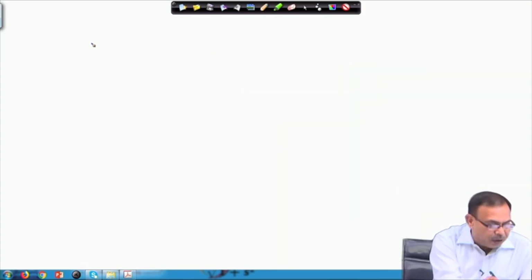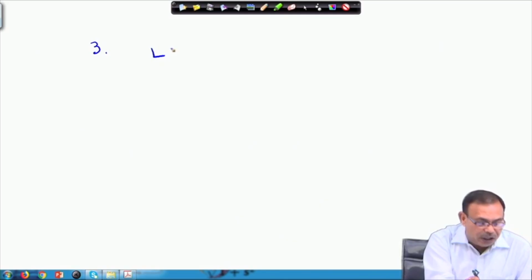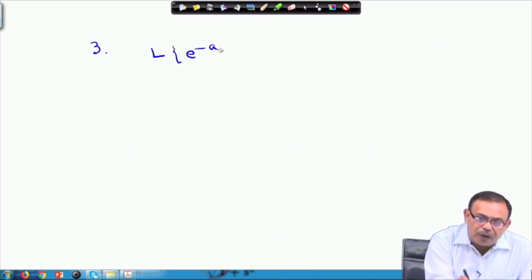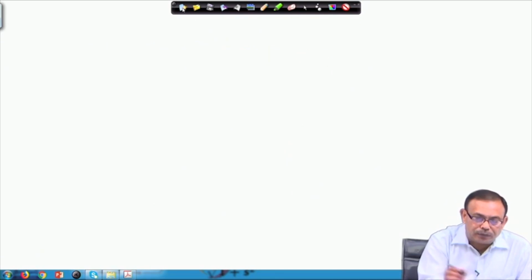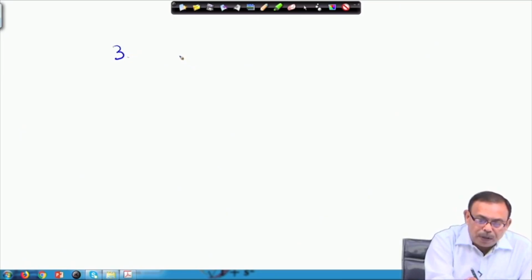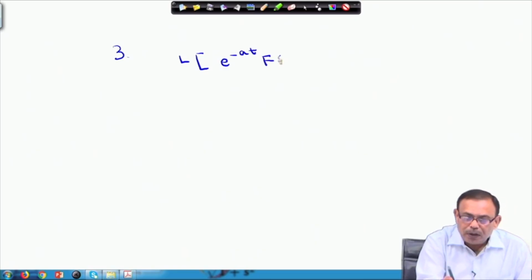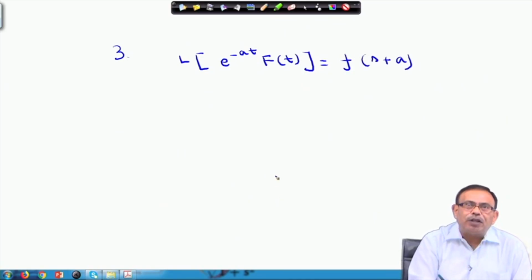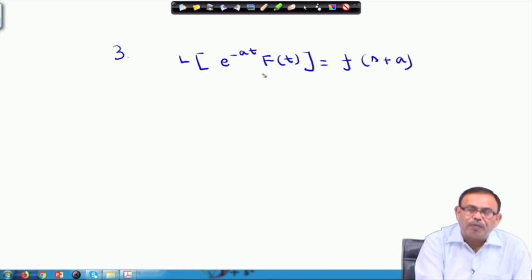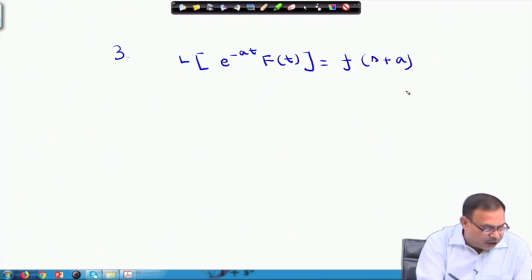Let us go to number 3, that is the Laplace transform of e power minus at into f(t). Let me rewrite: the Laplace transform of e power minus at into f(t) is equal to F(s plus a). If the Laplace transform of f(t) is F(s), we know that the Laplace transform of e power minus at into f(t) is F(s plus a).